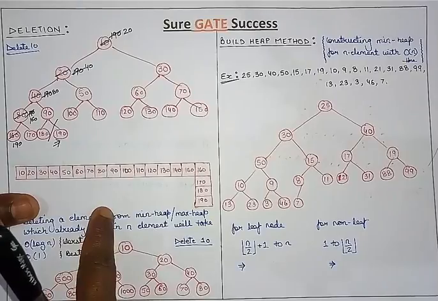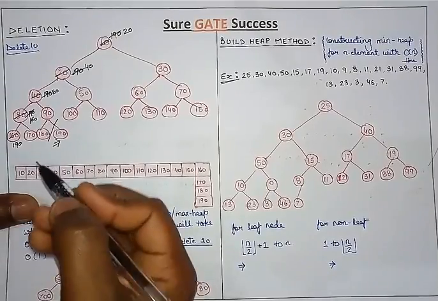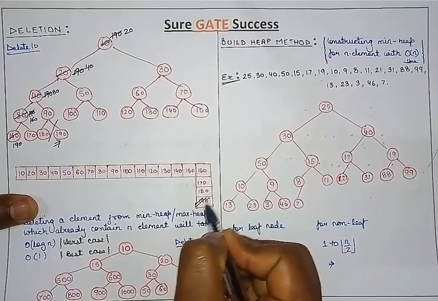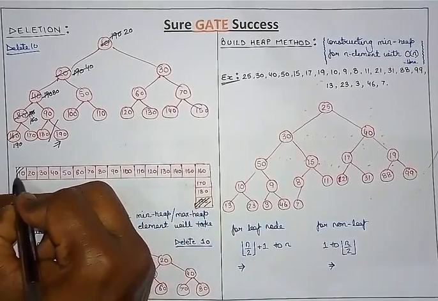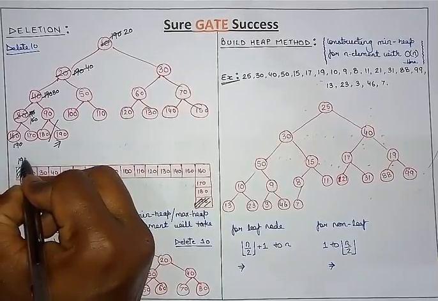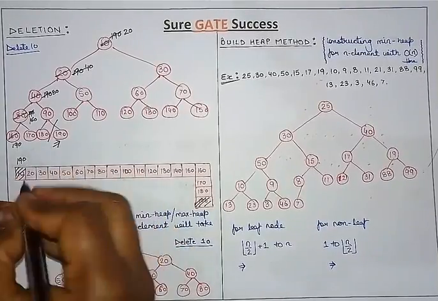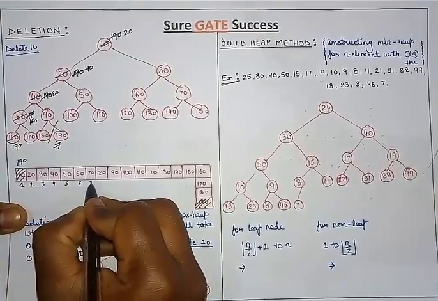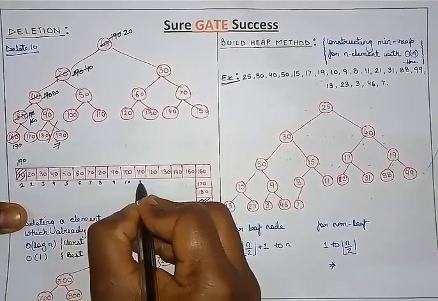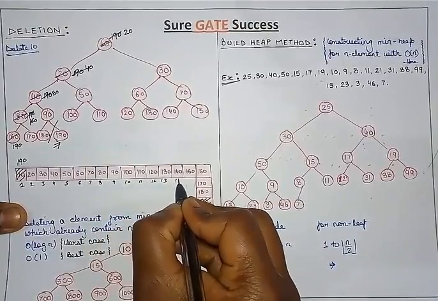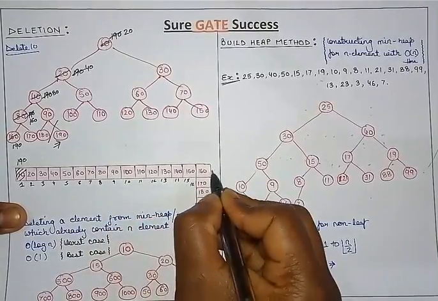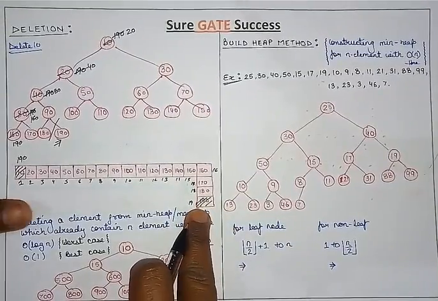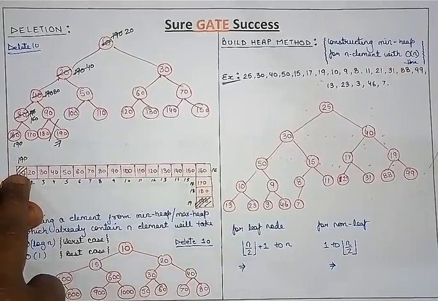Similarly we can perform here also. If we have to delete 10, firstly we have to swap it, we have to replace it with the last element. So we have replaced it with the last element. So let's give them the numbers. So we have to compare with the parents. We have replaced it by this.